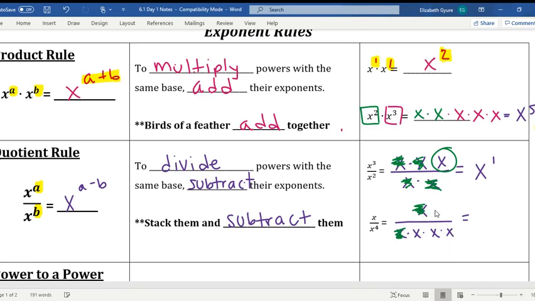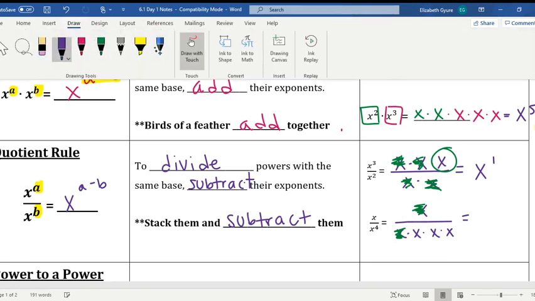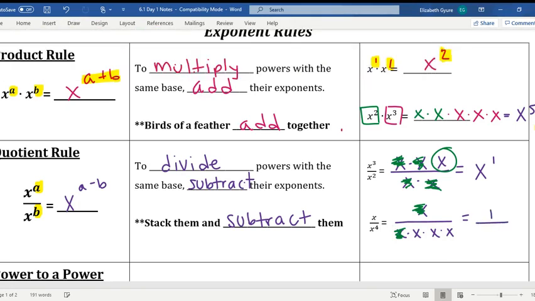Okay, so there's nothing left on top of this fraction. So technically, I'm just going to put a 1 as a little placeholder. There's nothing there. My x is canceled. It canceled out to be 1. But how many x's do I have left on the bottom? 3. So that means I technically have x to the third left on the bottom.